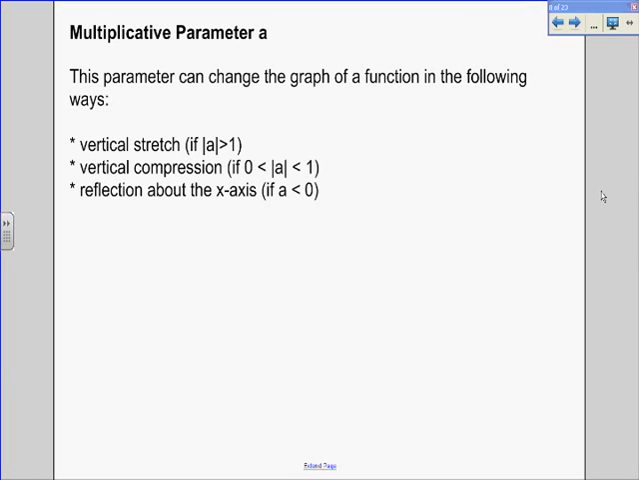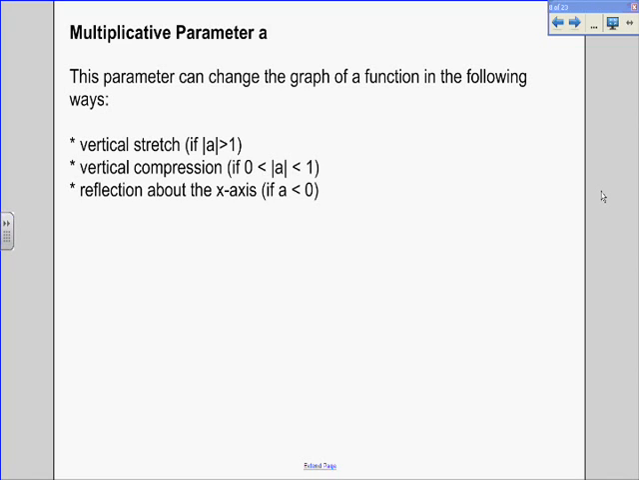Right, so what we're going to do now is take each of these individual parameters, A, B, H, and K, and examine what happens when the value of those parameters is changed. I'm going to show you some graphs of examples of functions where a parameter has been changed. We'll be able to compare the before and the after. So we're going to start with parameter A.